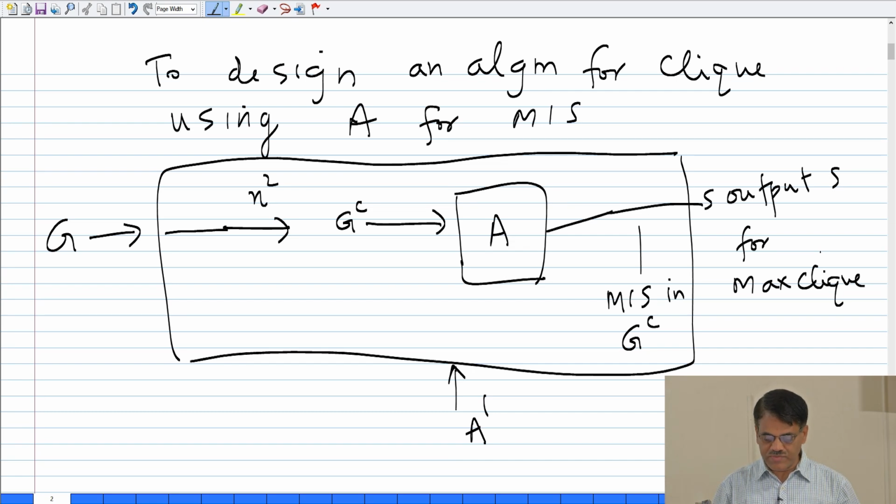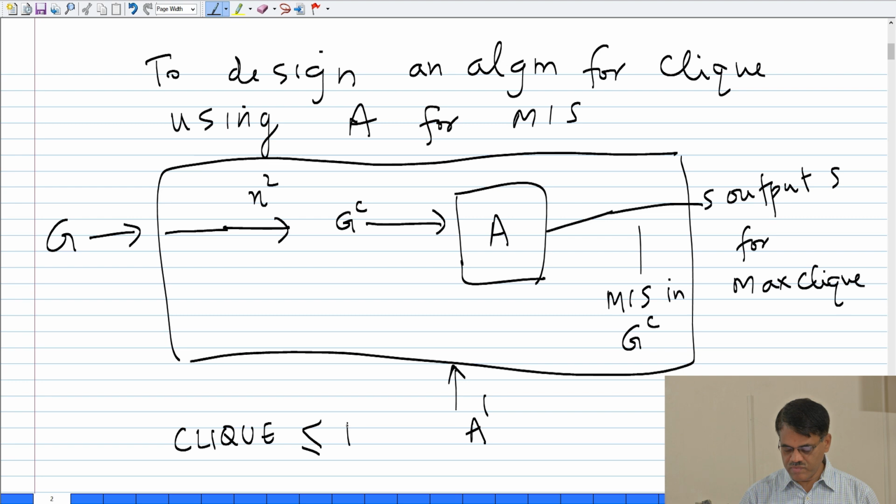So overall, how much time does the algorithm take? N squared plus whatever time A takes, and I assume that A takes polynomial time. So overall, I have a polynomial time algorithm for the clique problem. There is a notation for it, which is that I am going to write this as clique reduces to independent set. If you can solve maximum independent set, clique is easier in some sense than independent set, because if you have an algorithm for independent set, I have an algorithm for clique. What I have done is what is called a reduction.